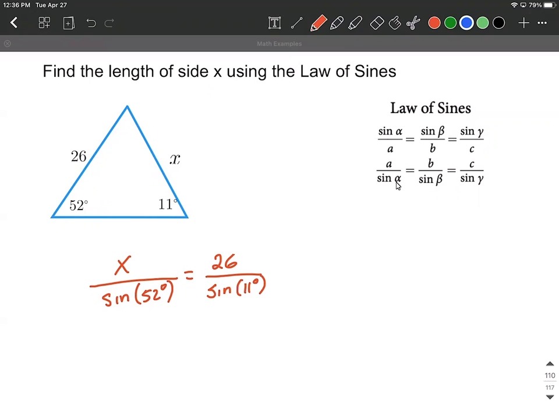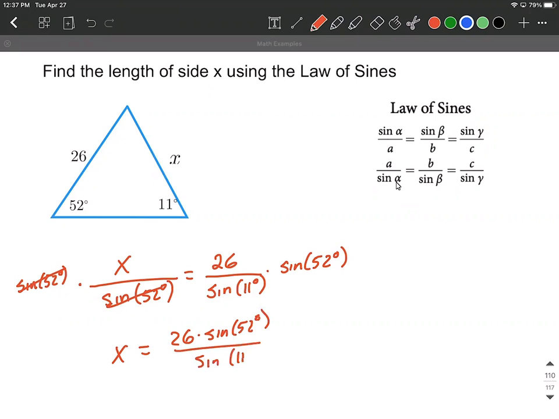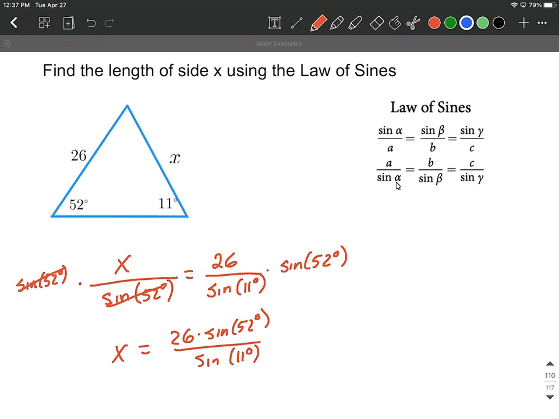All right, to solve this down, all we need to do is multiply both sides by sine of 52 degrees. That's going to land up in our numerator. They get to cancel out on this side or create a 1. So x equals 26 multiplied by sine of 52 degrees over sine of 11 degrees. And then we'll get the calculator out and help us put this in. When you're entering this into your calculator, make sure you're in degree mode.